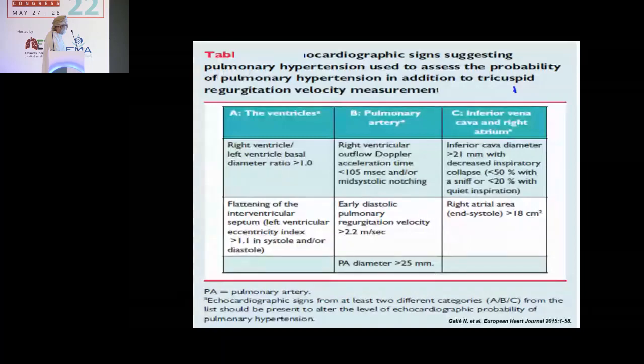The other things you look for are the inferior vena cava and right atrium: the size of the right atrium, and the size of the inferior vena cava with reduced respiratory collapse, less than 50 percent in sniffing or less than 20 percent in quiet breathing. So this is important even in the absence of tricuspid regurgitation velocity.